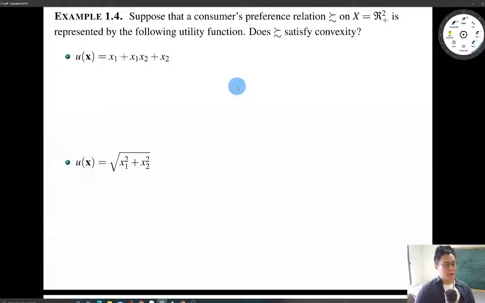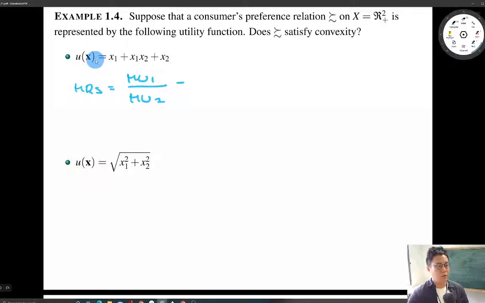Right, so in the next example we are asked to find whether the given utility function exhibits convex preferences or not. Okay? So here we have u of x. There are several ways to verify convexity. First, we can compute the marginal rate of substitution. So here MRS is going to be the marginal utility from good 1 divided by the marginal utility from good 2.